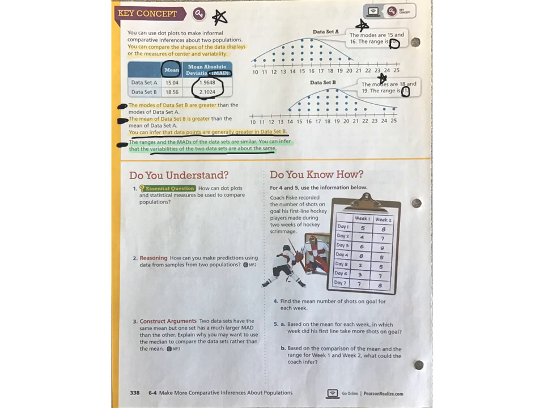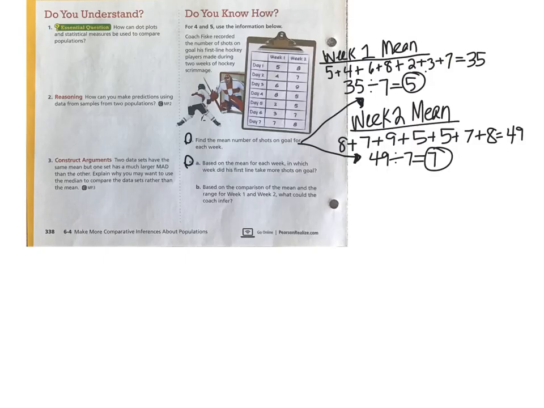Now we're going to take a look at a total of 4 questions. On this page, let's first take a look at questions 4 and 5. The first thing that we are asked to do in question 4 is to find the mean number of shots on goal for each week. So you'll notice on the clipboard that Coach Fisk recorded the number of shots on goal his first-line hockey players made during 2 weeks of hockey scrimmage.